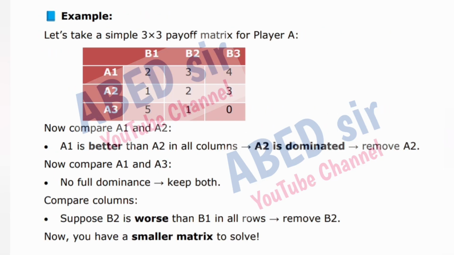Example. Let's take a simple 3 times 3 payoff matrix for player A. B1 B2 B3. A1: 1, 3, 4. A2: 1, 2, 3. A3: 5, 1, 0. Now compare A1 and A2. A1 is better than A2 in all columns. A2 is dominated. Remove A2. Now compare A1 and A3. No full dominance. Keep both. Compare columns. Suppose B2 is worse than B1 in all rows. Remove B2. Now, you have a smaller matrix to solve.